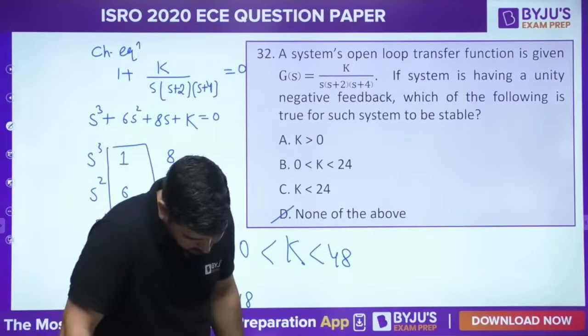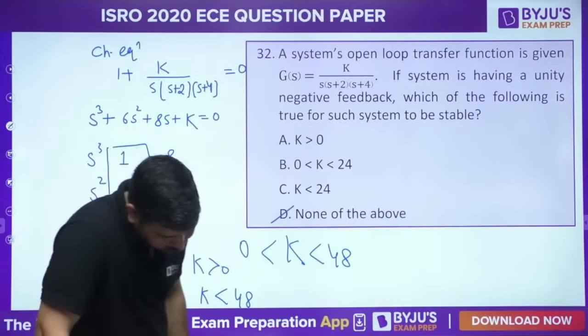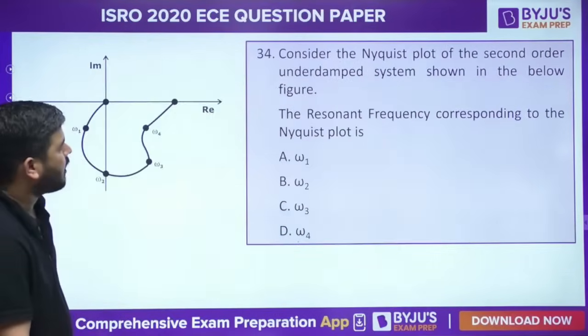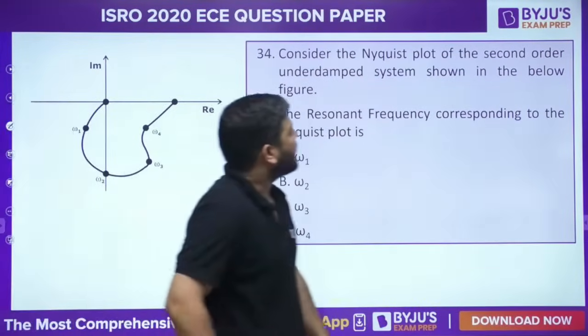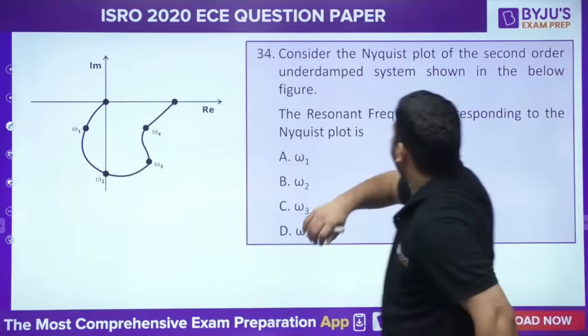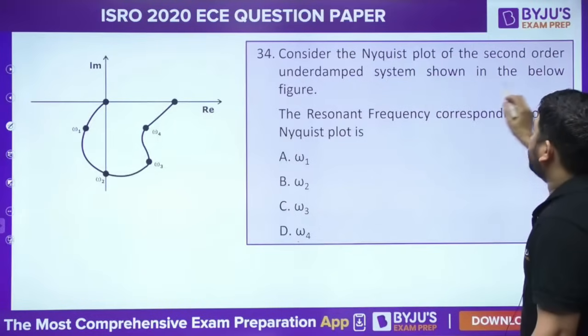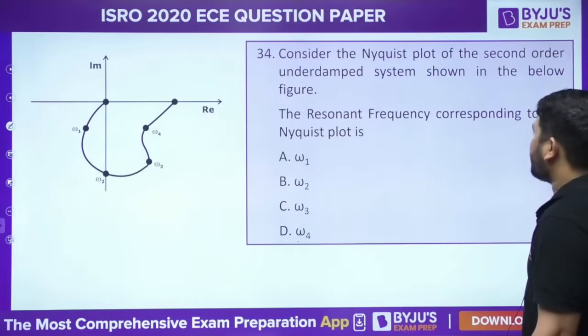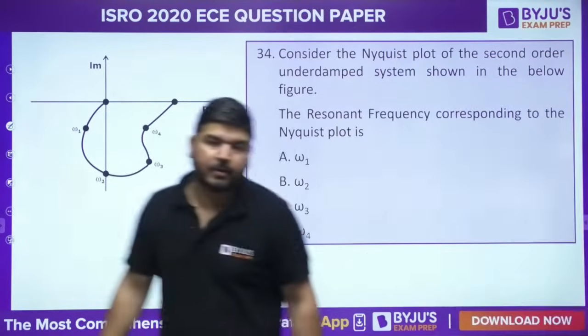Okay, let's come to this. Consider the Nyquist plot of a second order system. So we have the Nyquist plot of a second order underdamped system shown in the figure below. What is the resonant frequency corresponding to the Nyquist plot?